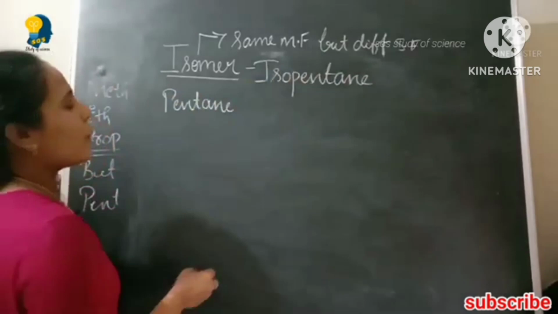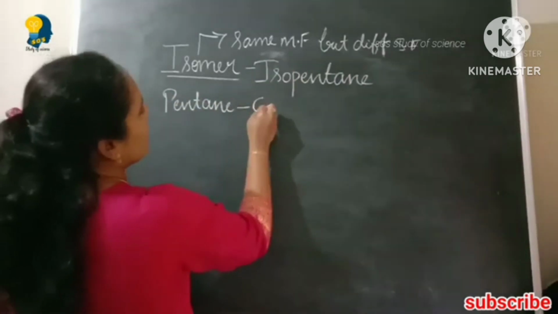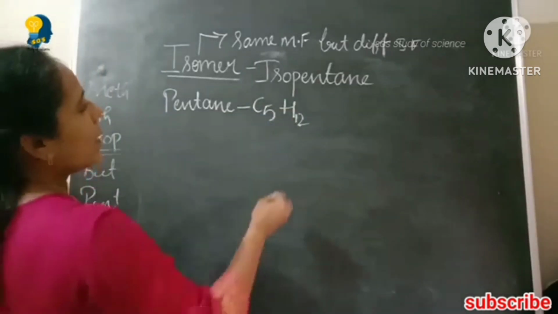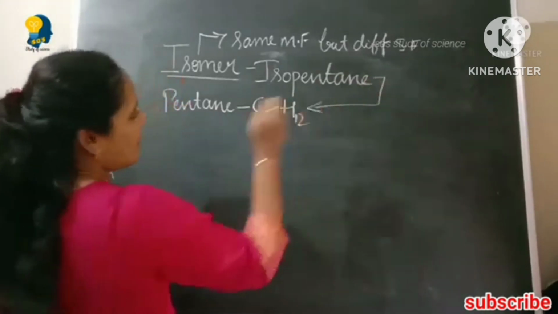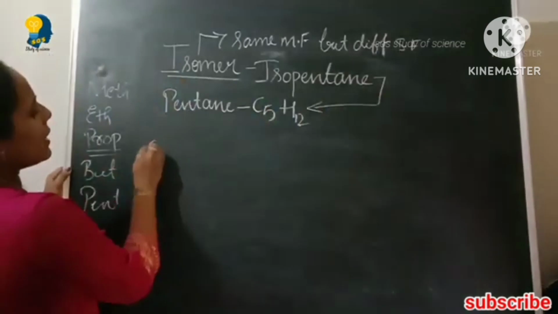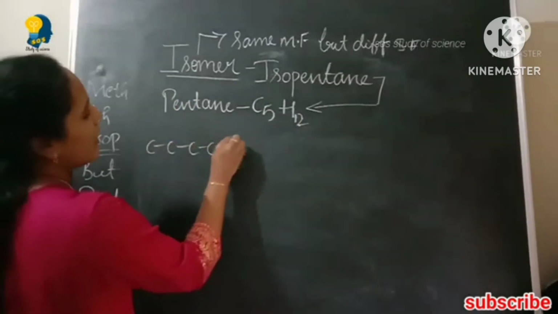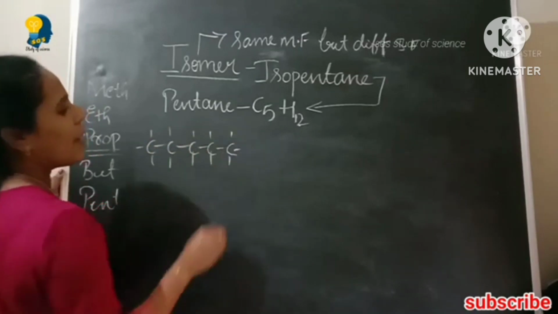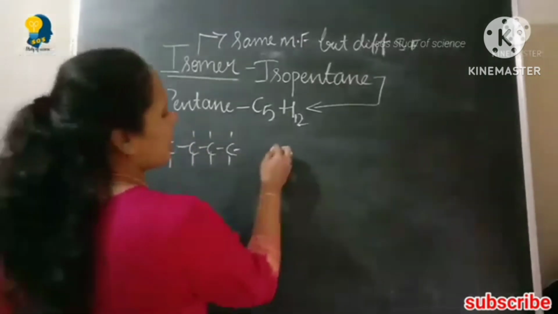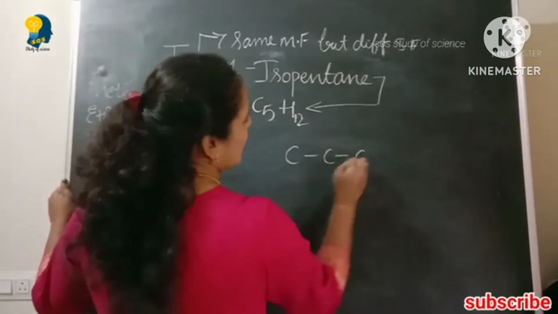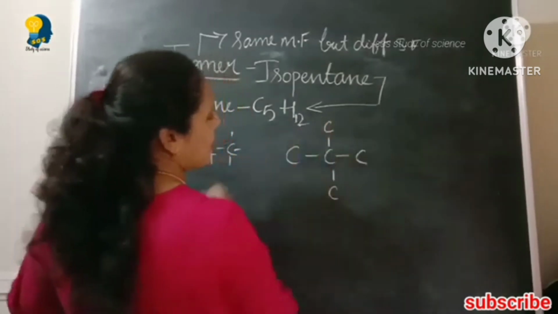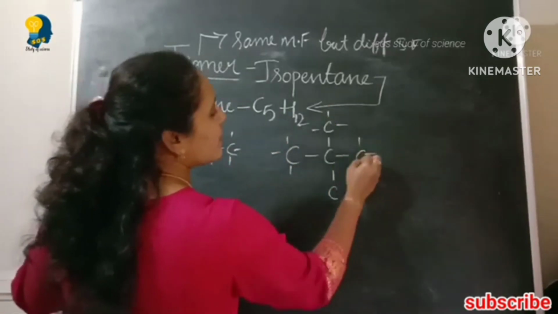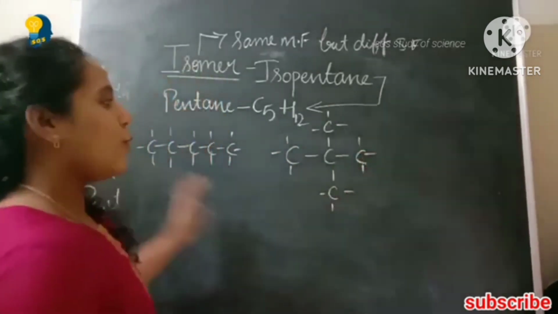The molecular formula of pentane is C5H12. Even for isopentane it is C5H12. For pentane we write a straight chain, just 5 carbons and 12 hydrogens. But in the case of isopentane, we write 1, 2, 3, 4th carbon and the 5th carbon, we branch like this. Minimum 3 carbons should be in the straight chain. The remaining carbon atoms you can branch.